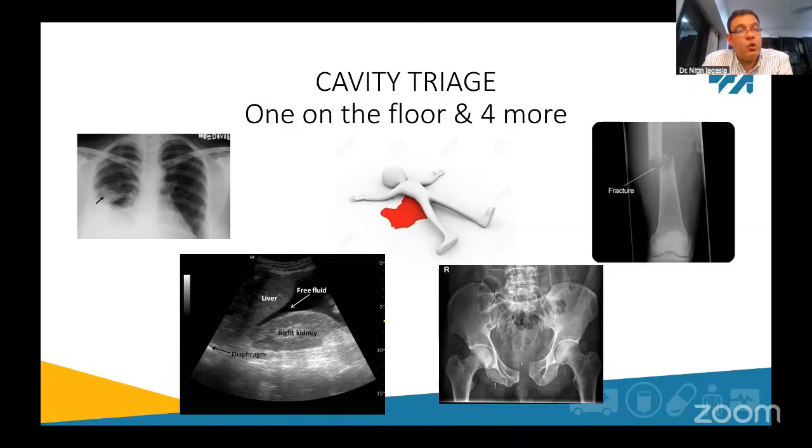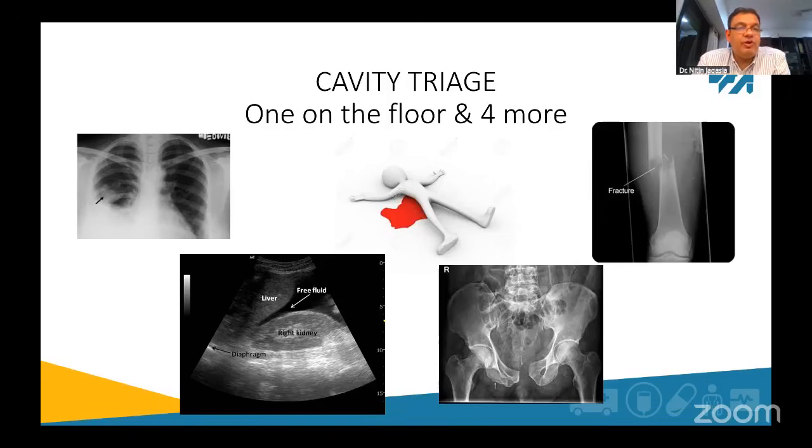A binder which is lower is better if you can't get it at the right height. The right height is the level of the greater trochanter. So the center of your binder should be at the greater trochanter. Another practical tip is that you should not be able to do a femoral stab if you've got the binder put on correctly. It will come right in the way. So coming back to cavity triage, in a hypovolemic patient, they've got loss of blood either on the floor or in 4 other areas like we mentioned.